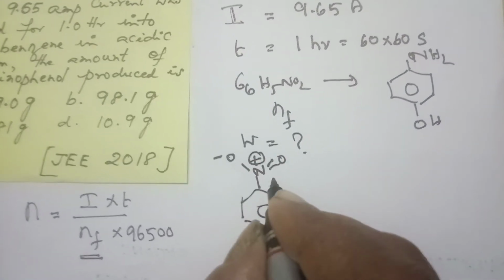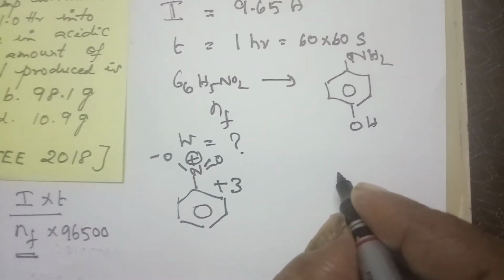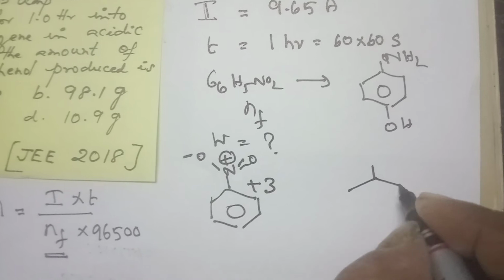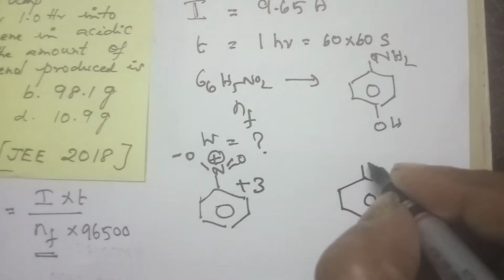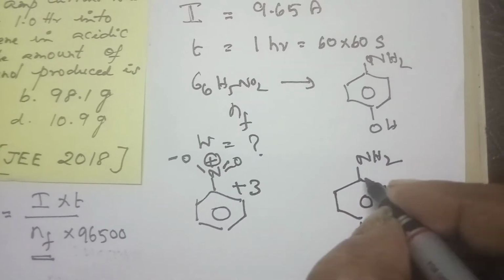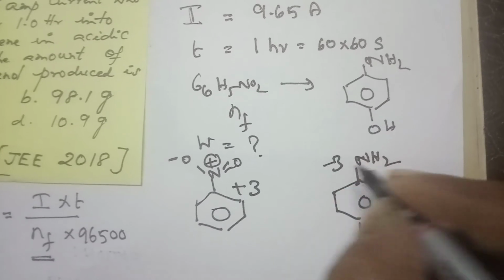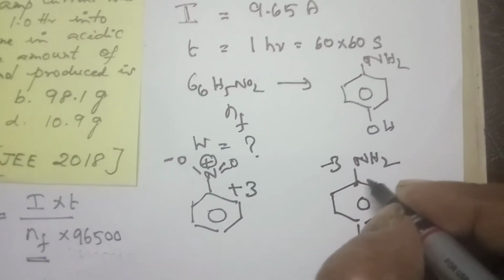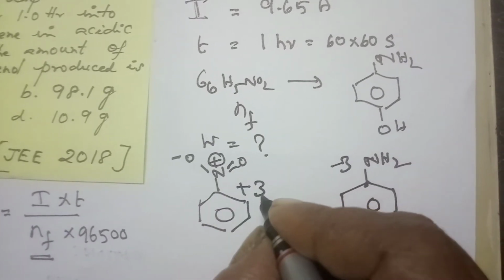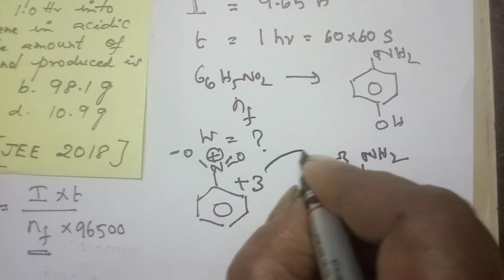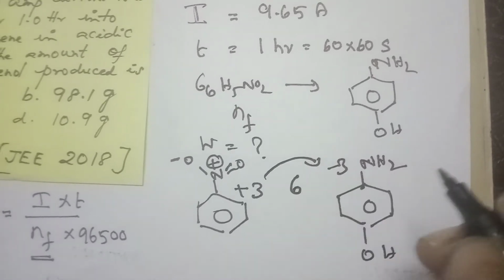On this nitrogen, the oxidation state is +3. Now here is your para-aminophenol. The structure of para-aminophenol is this. On this nitrogen, the oxidation state is -3, each hydrogen +1 and this carbon, so here it is -3. The nitrogen was having +3. So +3 to -3, the difference is 6 in oxidation number.